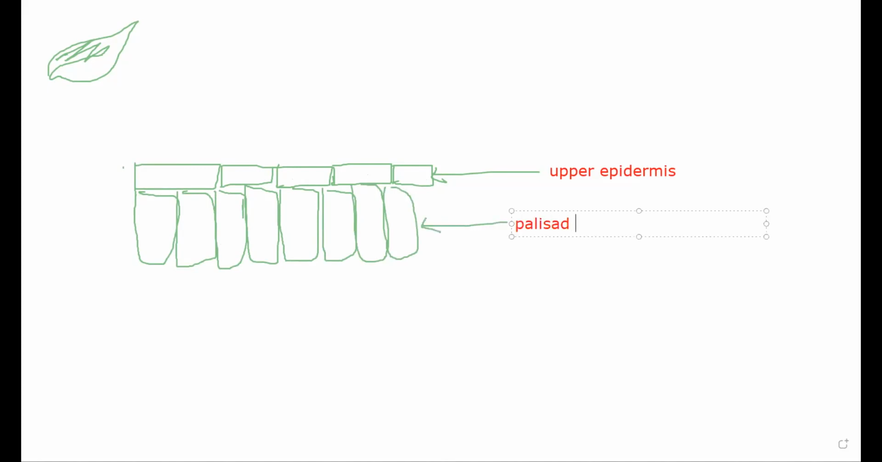These are just the names of the cells, okay? Just like eye cells, nose cells, or the cells present in the skin, something like that. So these are the names of the cells. This is known as upper epidermis.